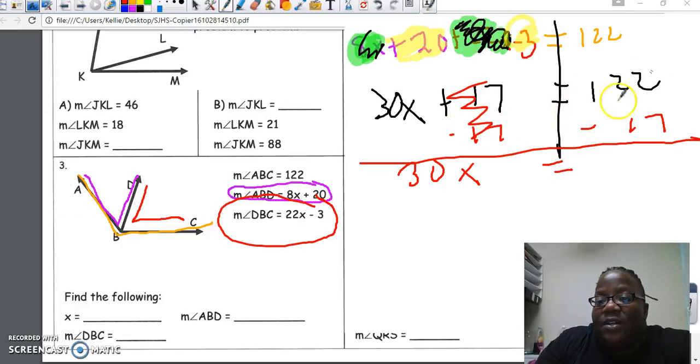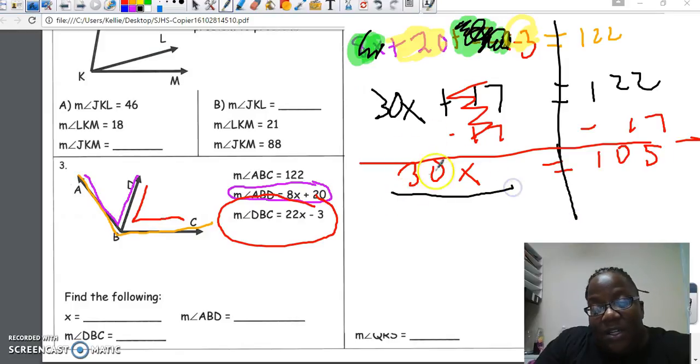Remember, the whole point is to get rid of it. And then you're going to subtract to get the difference here. 122 minus 17 is 105. So now what I can do is get x by itself, this time by doing the opposite of what I see. Any number right beside a letter means multiply. So the opposite of multiply is divide. So I'll divide by 30 on both sides, not negative 30.